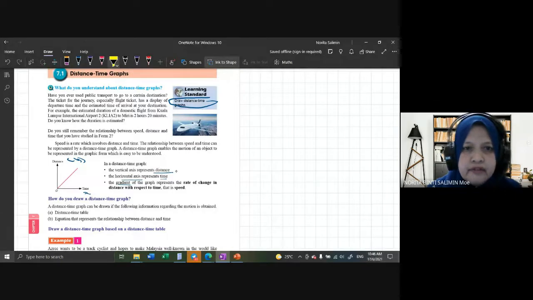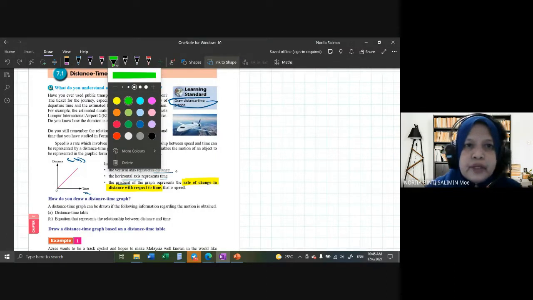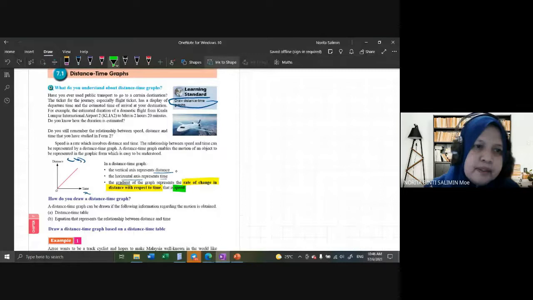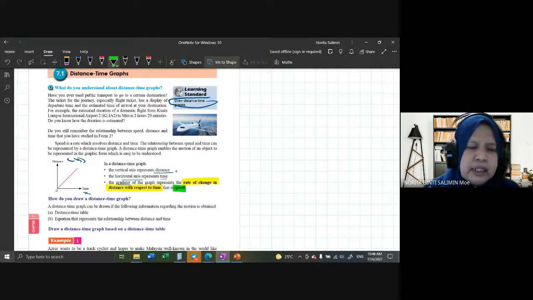The gradient of a graph represents the rate of change, the rate of change in distance with respect to time. That is what we call speed. What is speed? How do you know about speed? Let's say this is a journey for a car, starting from 0. The car travels at a speed until it arrives at the destination. So this is an important thing for the distance-time graph.